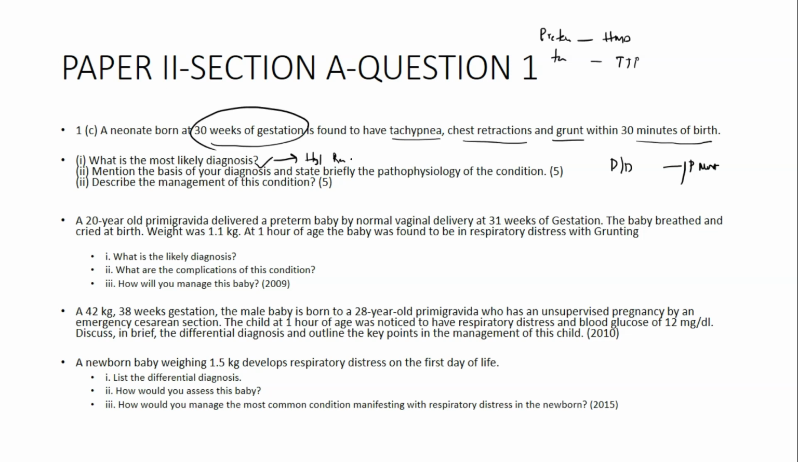You can't just write it and go away. They'll not give you 5 marks for that. What you need to do is mention the basis for your diagnosis, which is clearly given here, and also briefly the pathophysiology of the condition: why it happens, why there is respiratory distress, because you have to say that surfactant will not form at a preterm level. It might take 34 or 36 weeks. That's the reason we give maternal corticosteroids for lung maturation, for surfactant production. So surfactant deficiency is the pathophysiological aspect of this disease.